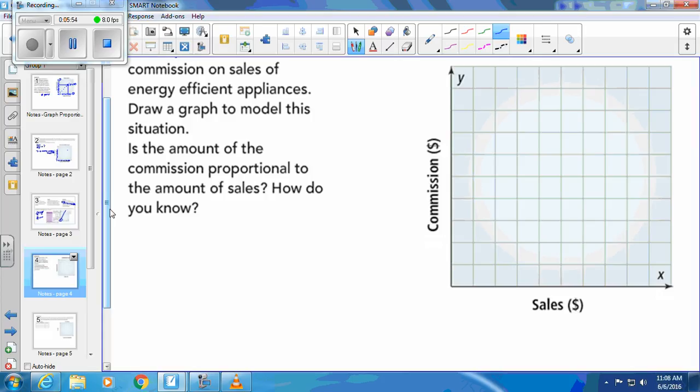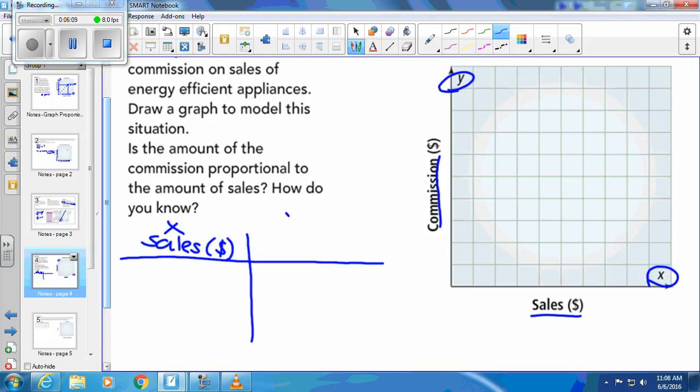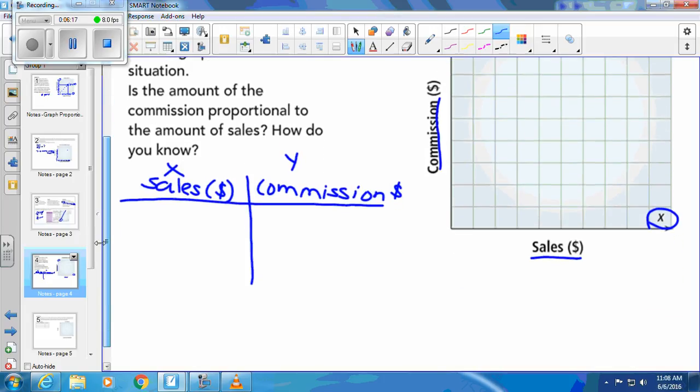I know that sales is on my x-axis, and the amount of commission money is on my y-axis. So when I set up my table, I will have my x, which is the sales in dollars, compared to my y, which is the commission in dollars. Scroll that down.